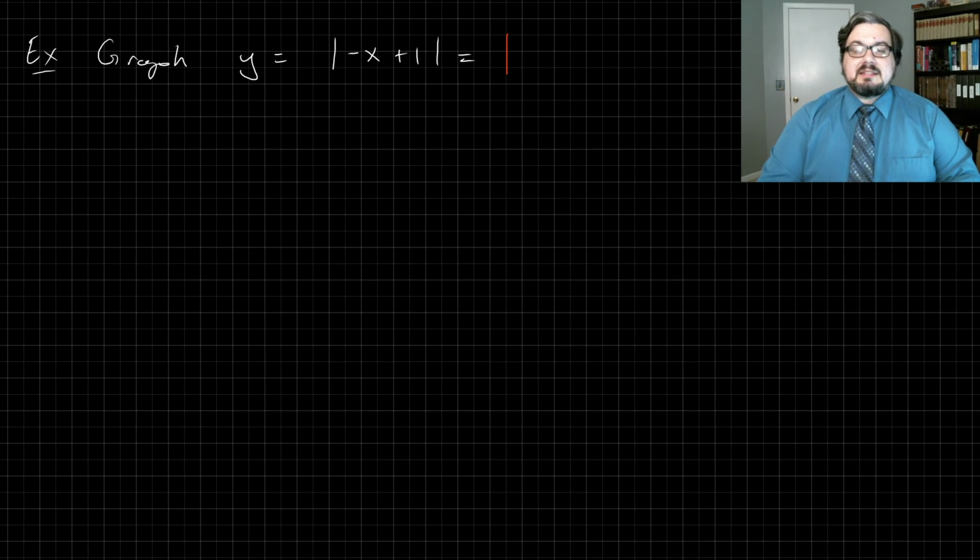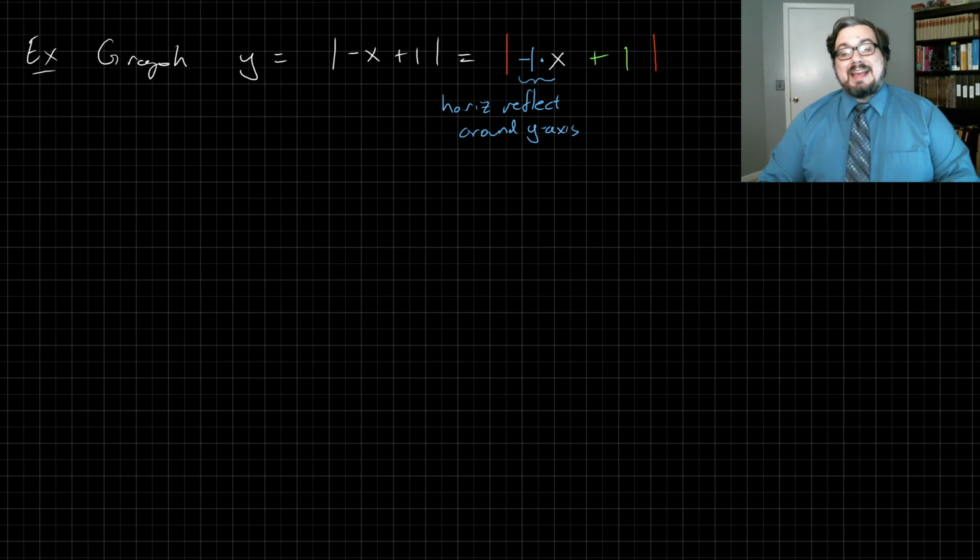In this case, the basic function we're familiar with is going to be the absolute value function. And then there's going to be some changes happening inside. We have a negative 1 multiplying. That's going to create a reflection. And we have a plus 1. That's going to create a shift. So the negative 1 multiplying by the x is going to cause a horizontal reflection around the y-axis. That's what multiplying a negative 1 by the x in a function does.